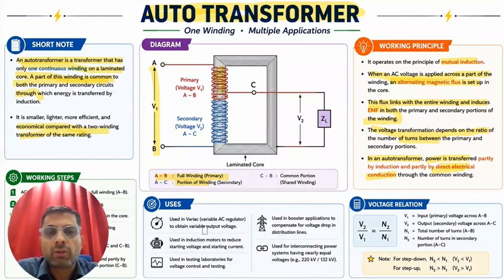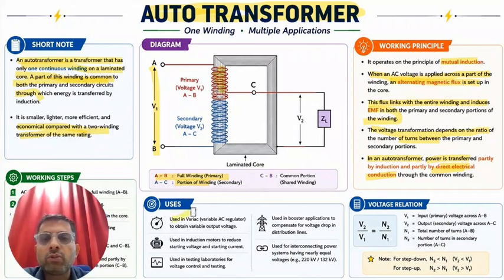Okay. So where is the auto transformer used? It is used in the VARIAC, that is the variable AC regulator. It is used as a booster in the distribution line. It is used in induction motors to reduce the starting voltage and starting current. It is used in testing laboratories for voltage control and testing. So there are many applications. You can write 2 to 3 application statements in the examination.